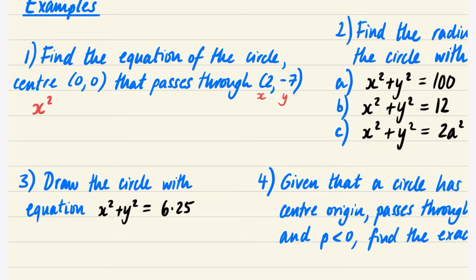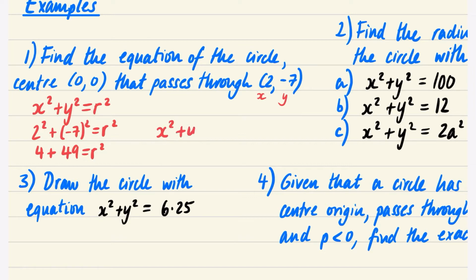Well, quick reminder, the relationship is that x squared plus y squared equals r squared. Because we're trying to find the equation of the circle, this is the only thing we need to find out. What is the radius? So I can just take this x and y that I've got here and substitute it straight into the equation. So I'm going to have 2 squared, and then minus 7 squared, is going to be equal to the radius squared. So that's going to be 4 plus, well, minus 7 squared is just minus 7 times minus 7, which is positive 49. So the radius squared is just 4 plus 49, which is 53. So the equation of the circle is x squared plus y squared equals 53.